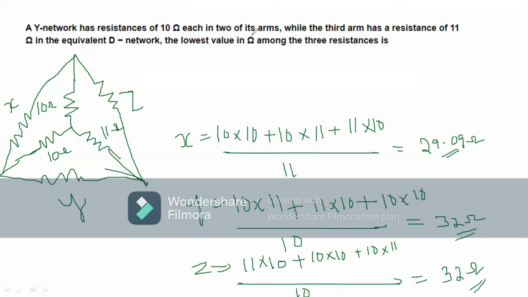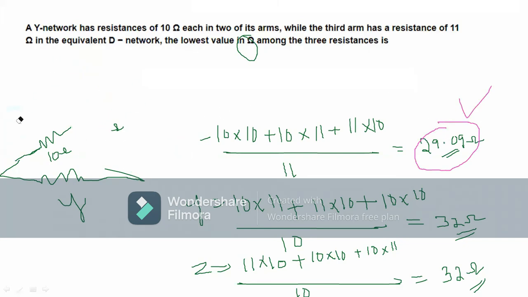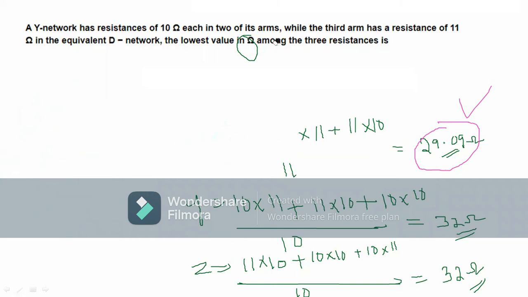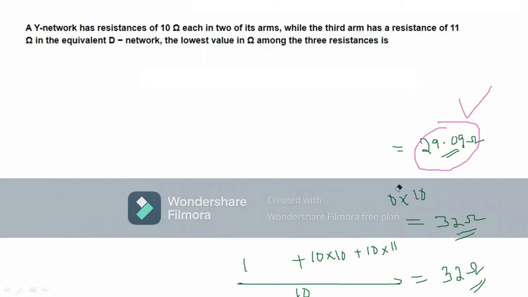So among the three resistances, X, Y, and Z given in terms of resistance, which is the lowest value? You can calculate now which is the lowest value. Obviously, 29.09 is the lowest value. Now check, is it available in the options? Probably it is. You have to verify because the answer is important, as I told many times. Especially in this kind of examination, answers are most important. You should take a good decision as well. So 29.09 is the lowest value of resistance.